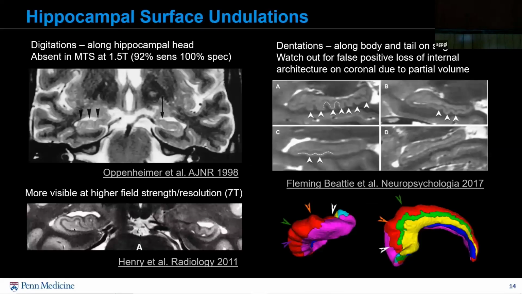In addition to atrophy, hyperintensity, and loss of internal architecture, I want to draw your attention to surface features of the hippocampus. So undulations along the hippocampal surface have been called digitations at the hippocampal head, and dentations along the undersurface of the body and tail. But really, it's the same corrugation if you look in 3 dimensions, that's the bottom image on the right. Now, absent digitations, as you see at the top left, at the hippocampal head is a reliable sign of MTS, even at 1.5T. When you look at 3T and 7T, as in some of these examples, bottom left and on the right, you can see these surface undulations even better.